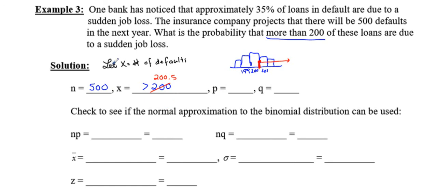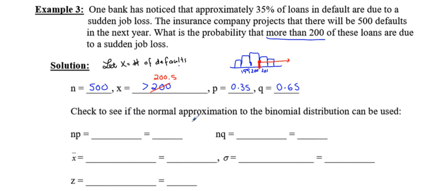Now your probability of success. If you let x be the number of defaults, the probability of success, so that's the probability of having a default, is 35%. And p and q always have to add up to 1, so that means the probability of a failure is 0.65.